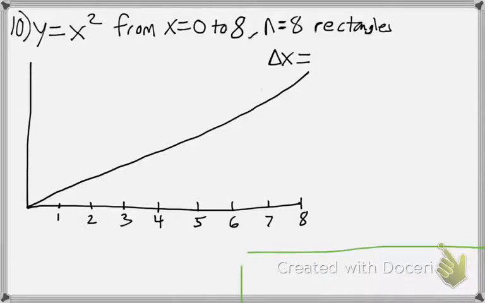Looking at number 10, this is very similar to number 9, except they want us to use 8 rectangles instead of 4. So I want to take 8 minus 0 divided by 8 to get 1. So each of my rectangles is going to be of width 1. I'm also going to mark the midpoints here because it's my midpoints that I want to touch the curve.